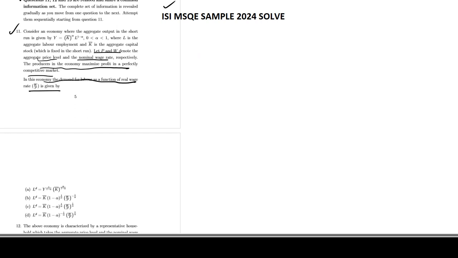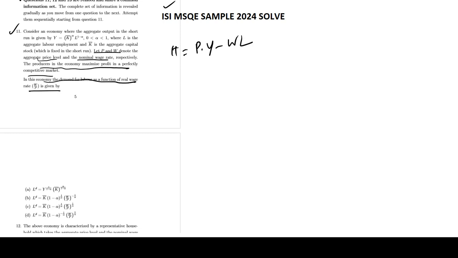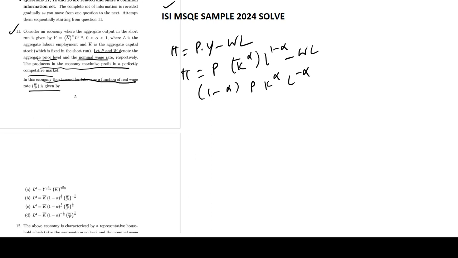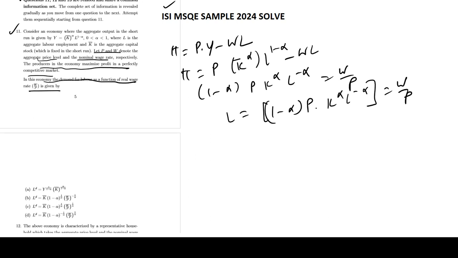So here to find the labor demand, the firm's profit function is pi equal to P into Y minus W into L. Okay, so substituting the production function, we get pi equals P into K bar to the power alpha L to the power 1 minus alpha minus WL. First order derivative: 1 minus alpha into P into K bar to the power alpha L to the power minus alpha equal to W. Rearranging, we get L to the power minus alpha equal to W by P.